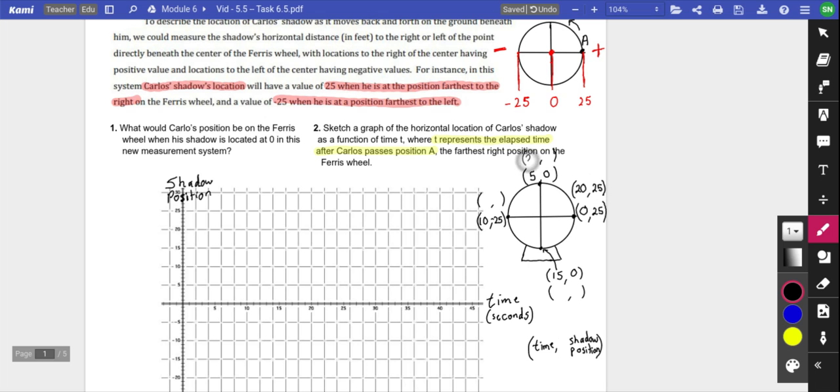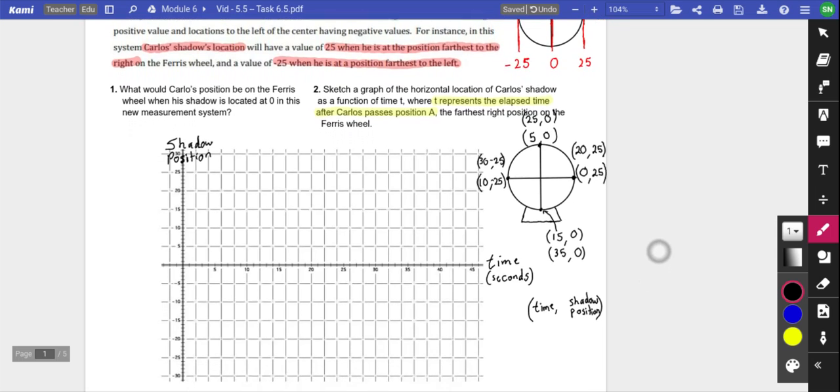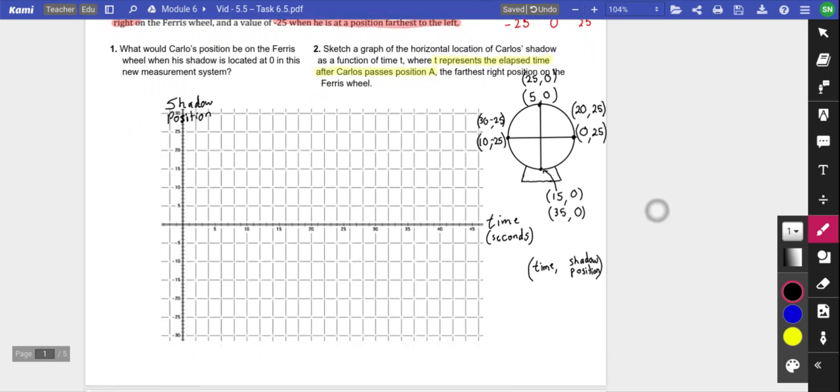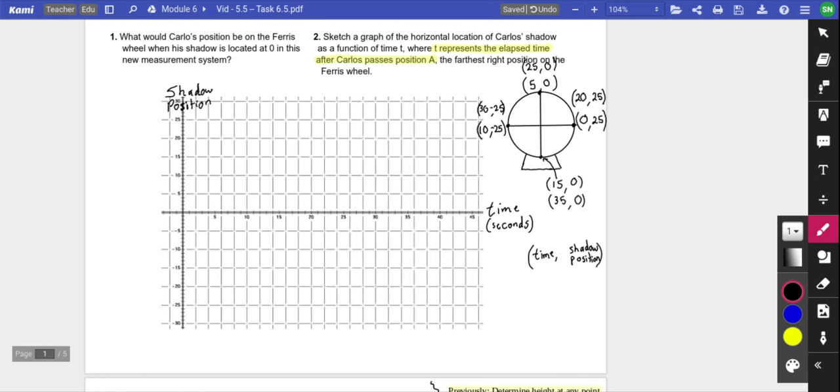We continue this, so the next one is 25, 0, 30, negative 25, 35, 0, and so on. We could keep going forever. We are going to use this new information to answer the questions and sketch the graph.